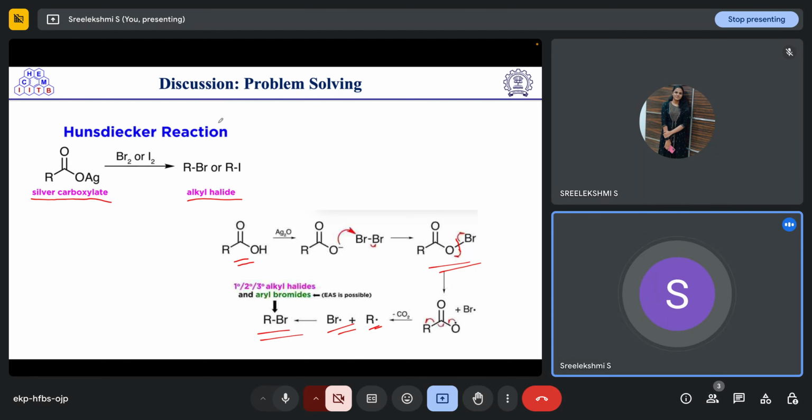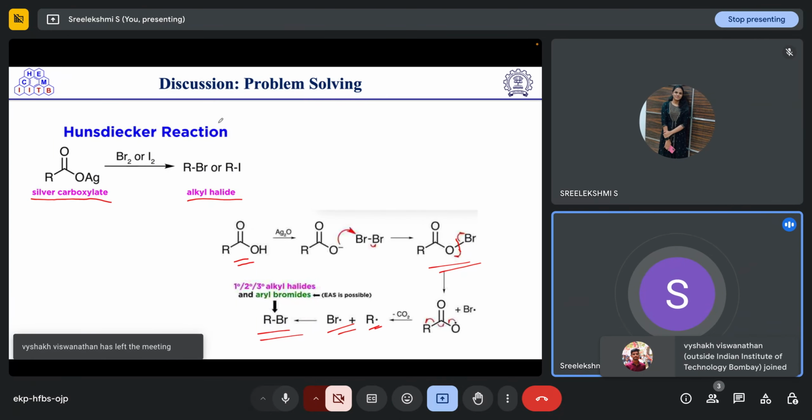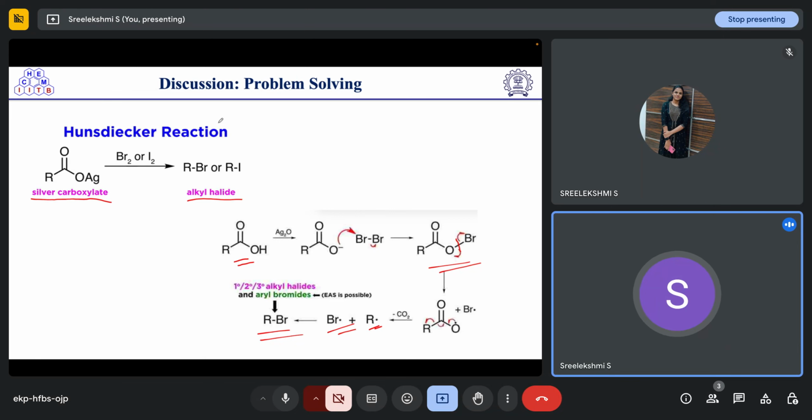So that is known as the Hunsdiecker reaction, conversion of silver carboxylate into alkyl halides by decarboxylation using bromine or iodine and a silver salt. This reaction proceeds through a radical pathway, where we can get the alkyl halide from the corresponding silver carboxylate.